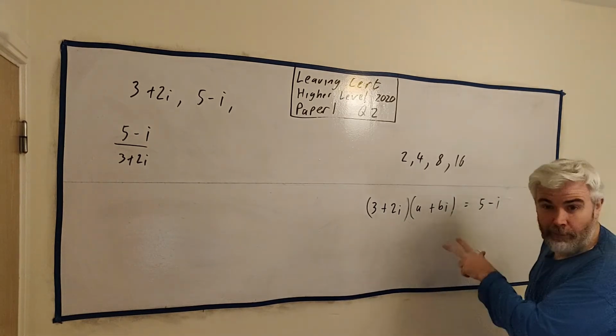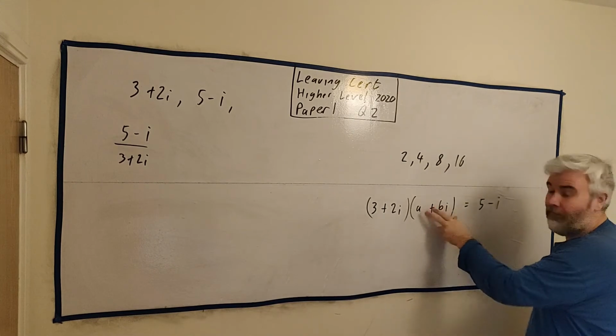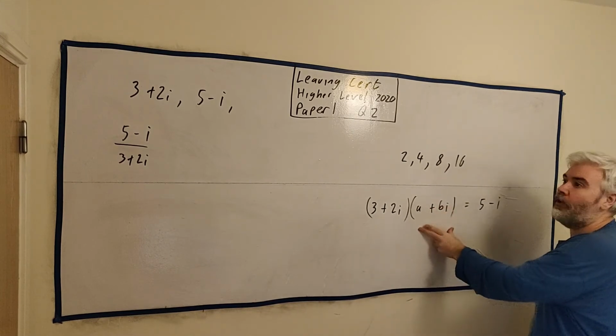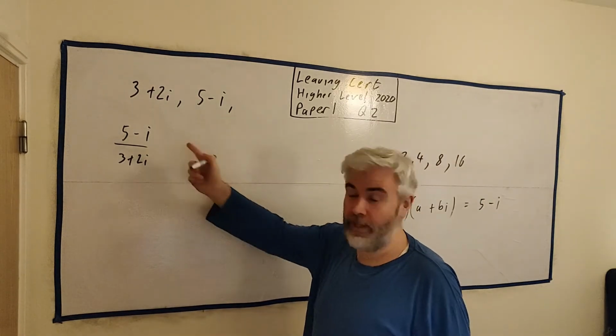A lot of people prefer this way. It's quite a quick way. You'll find a and b. You'll find what this missing number is, whereas you'll get the same answer by doing it here.